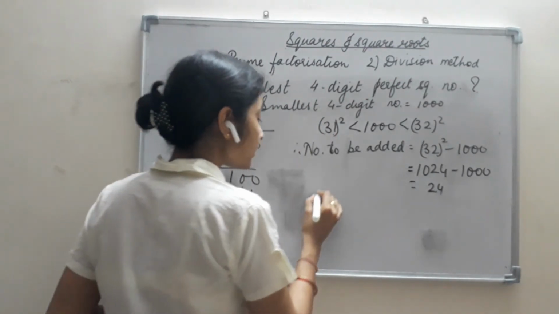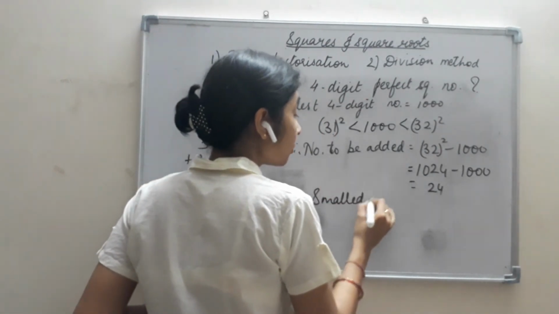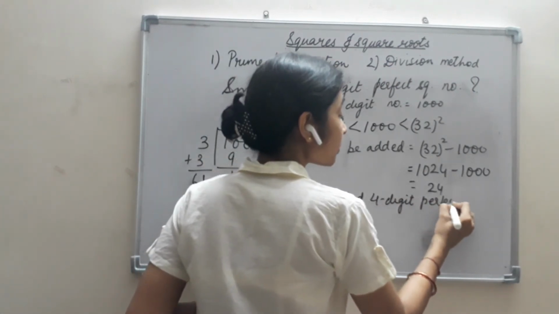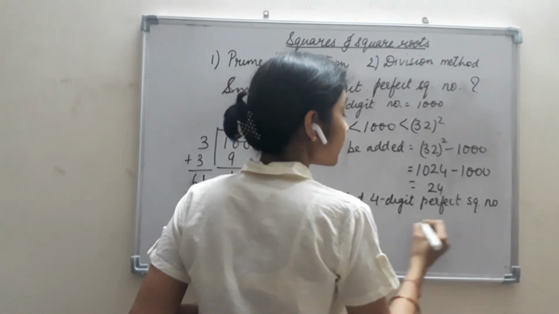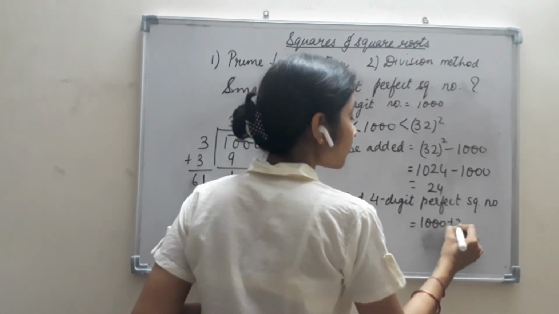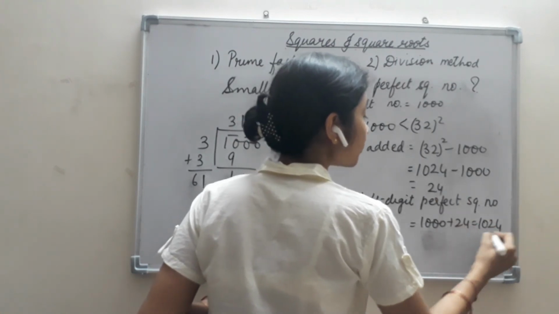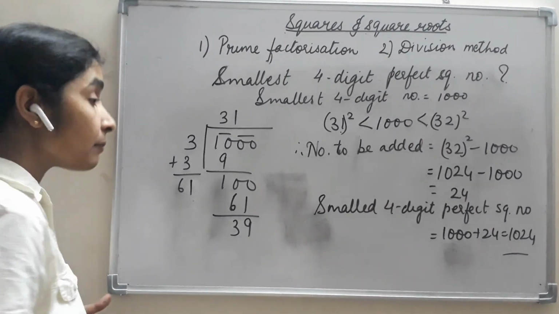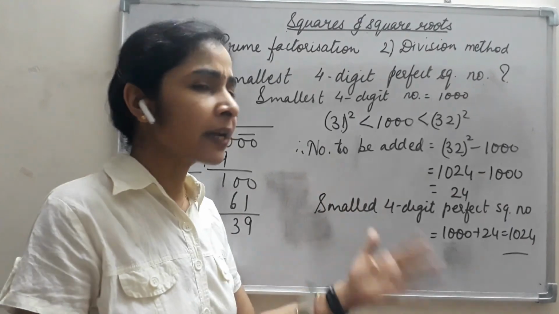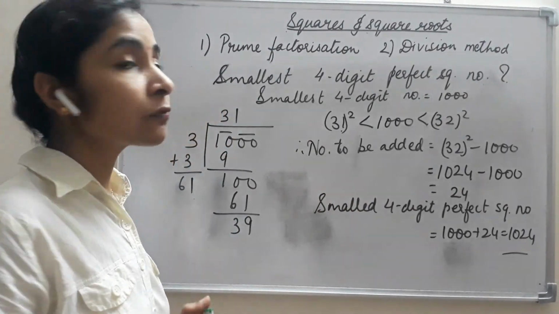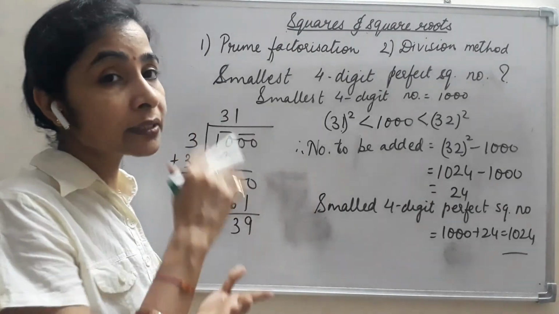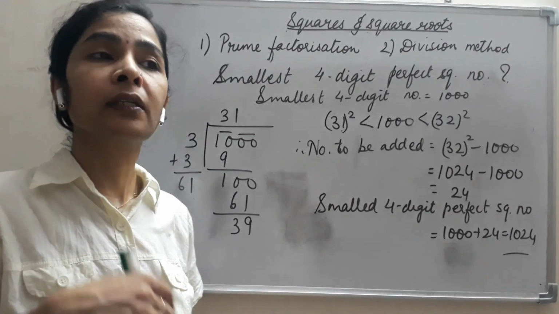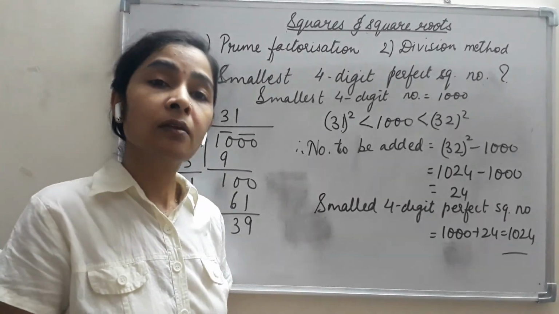Okay, so the smallest 4-digit perfect square number is equal to 1000 plus 24, and that is equal to 1024. So this is the way to find the smallest perfect square number, smallest 4-digit, 5-digit, whatever we are given in the question. The previous method was where we calculated the greatest 4-digit number, or we can calculate the greatest 5-digit number, which is a perfect square number.